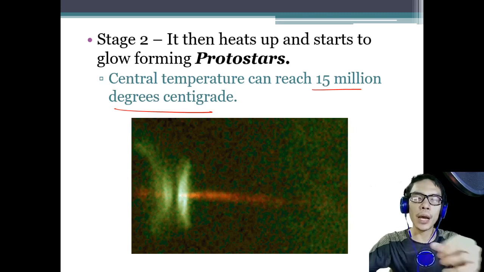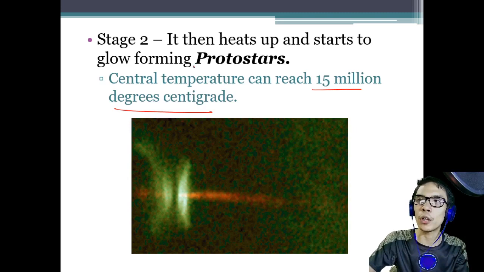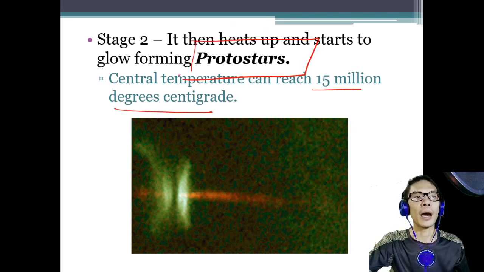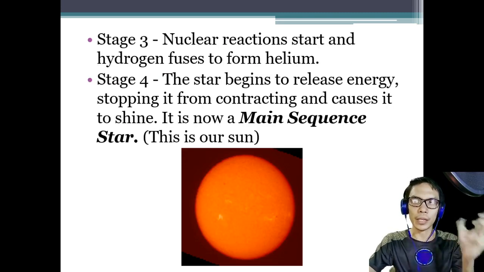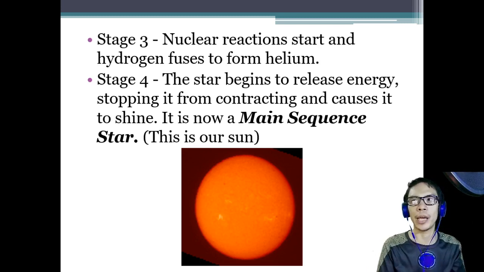Since they now have sustained thermonuclear fusion in the core, we call them protostars. These are the first stars in your system. Next, stage 3: the nuclear reaction will start to fuse hydrogen and form helium.